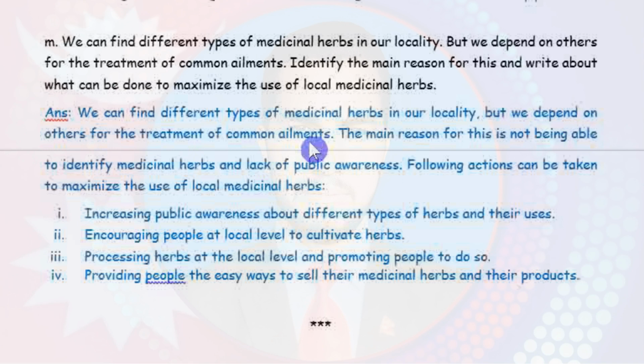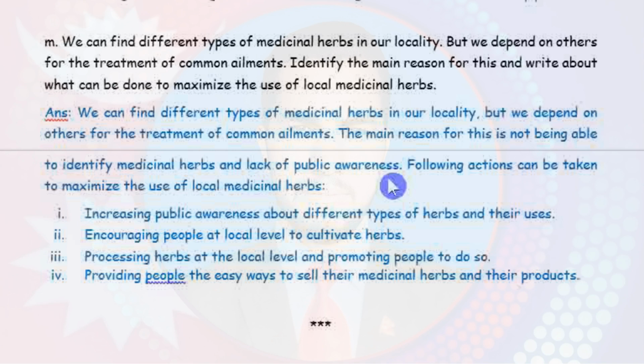treatment of common ailments. As we know, we go to the hospitals to treat many common diseases which can easily be treated by using the medicinal herbs which are found in our locality. The main reason for this is not being able to identify medicinal herbs and lack of public awareness. We are unable to find out which one is a medicinal herb and what the functions of those medicinal herbs are. We are unable to know them.